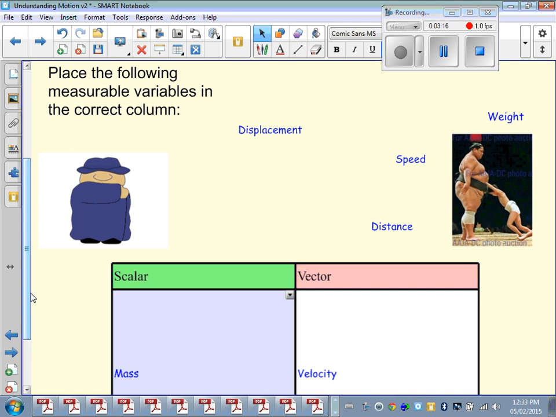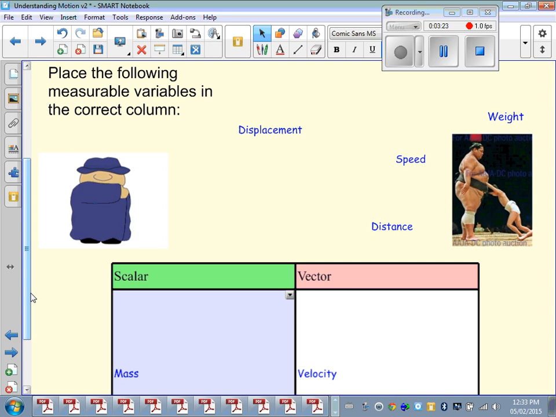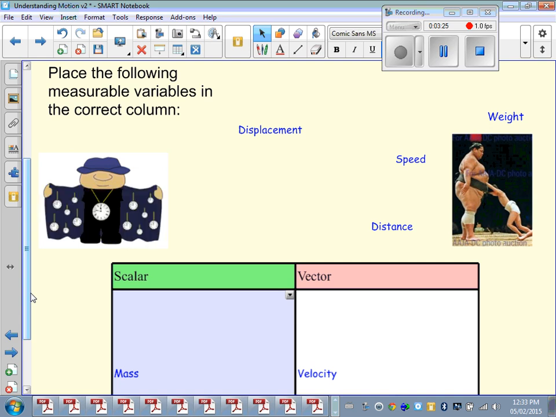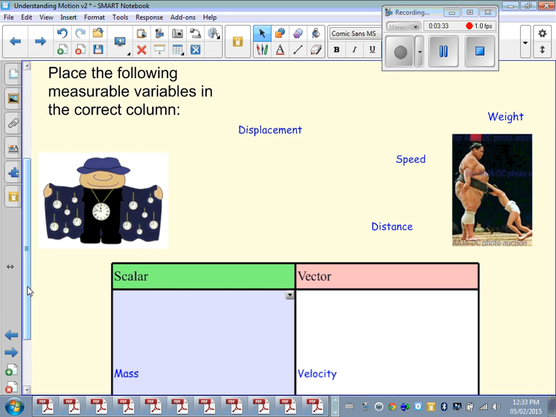Hopefully by the end of next week, and by the end of this class too, we'll be able to explain the difference between weight, distance, speed, and displacement in terms of scalar and vector. Some have a direction, some do not. If they have a direction, they're vector. If they have no direction, they're scalar.